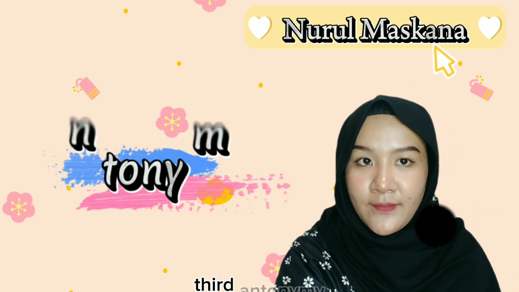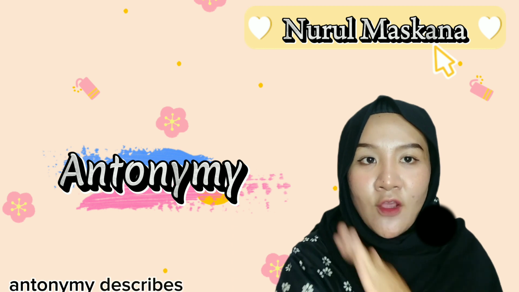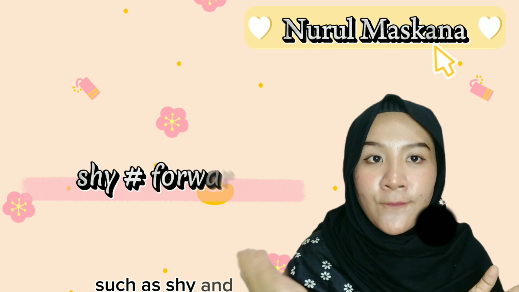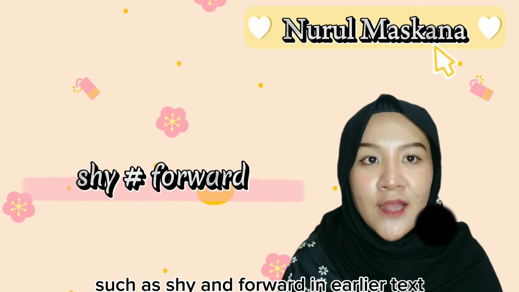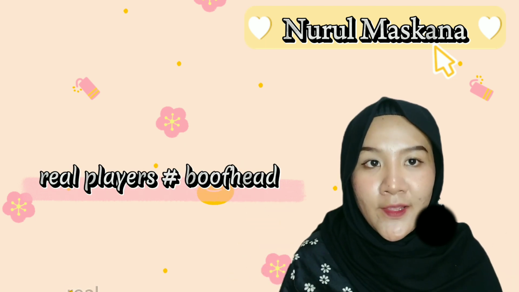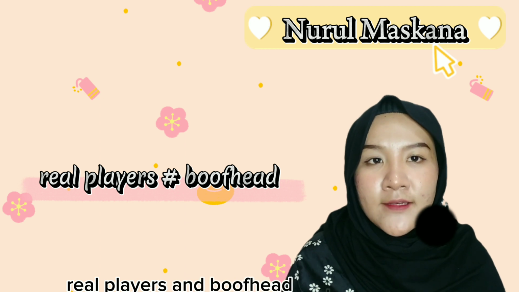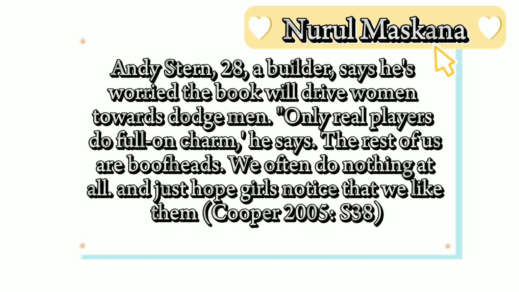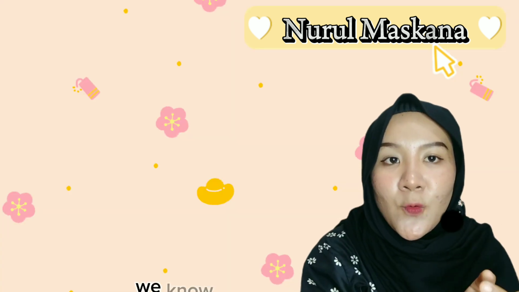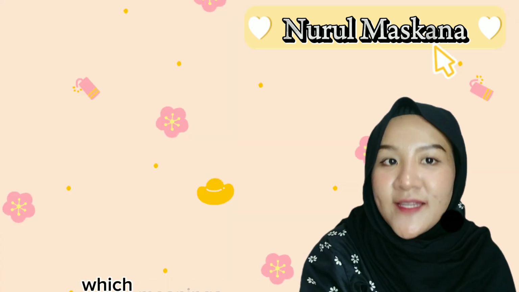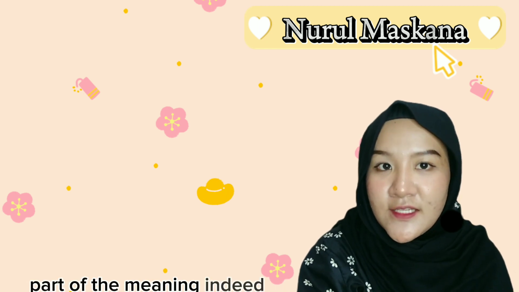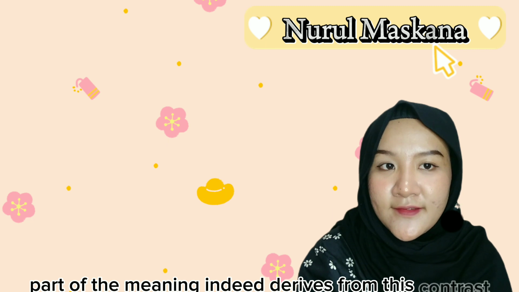Third, antonymy. Antonymy describes opposite or contrastive meanings, such as shy and forward in the earlier text, and women and men, players and both fads in the following text. We know as we read the text which meanings contrast with each other. Part of their meaning, indeed, derives from this contrast.